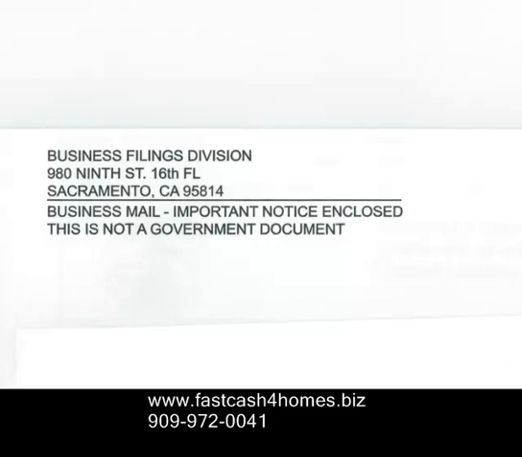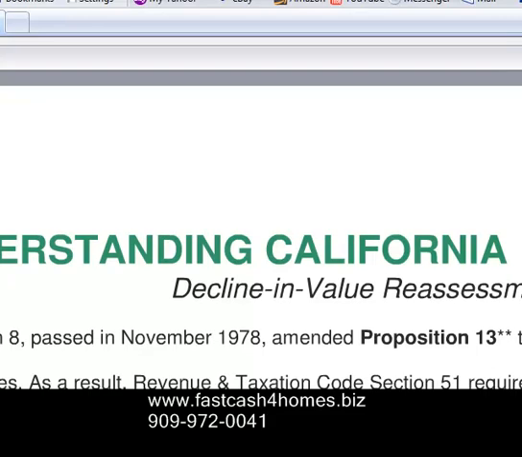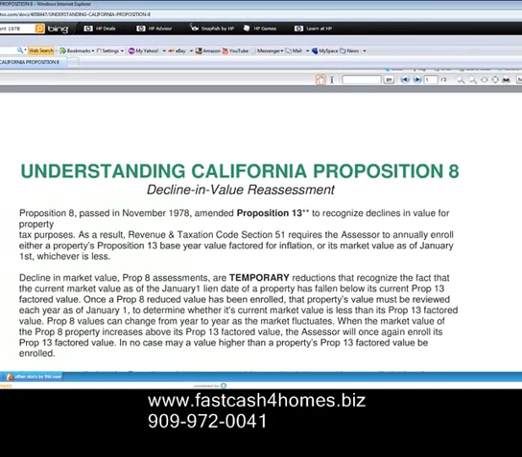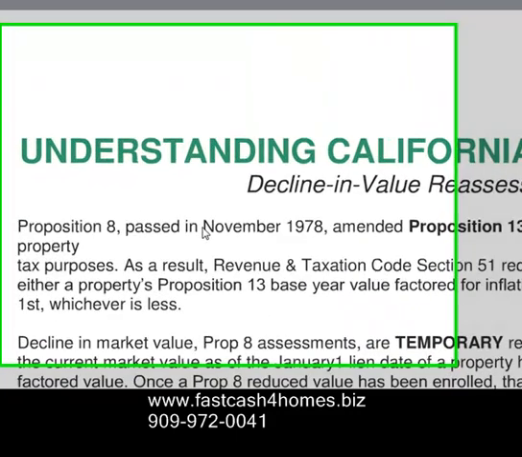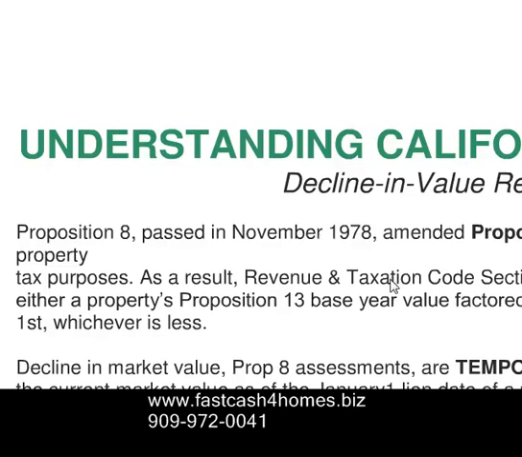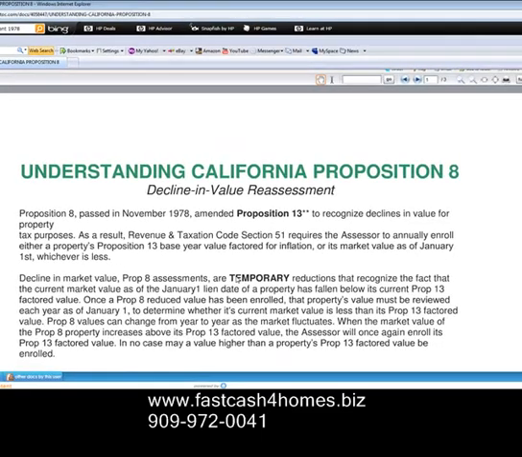This is all predicated on Prop 8. Probably not the Prop 8 you're thinking about, but this is the Prop 8 that was passed by California voters in November of 1978, and it talks about an amendment. It's actually an amendment to the Constitution, and it was passed to allow for a temporary reduction in property taxes when the assessed value of the house had fallen. And whose house has not fallen in value these days?